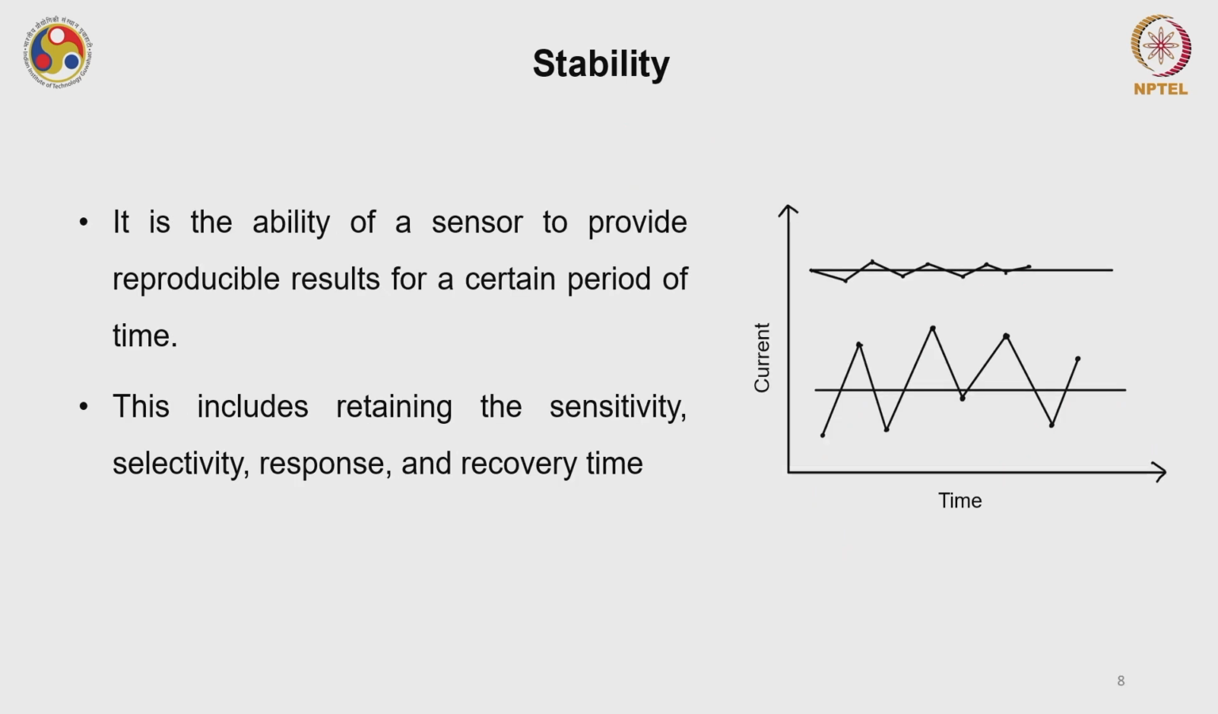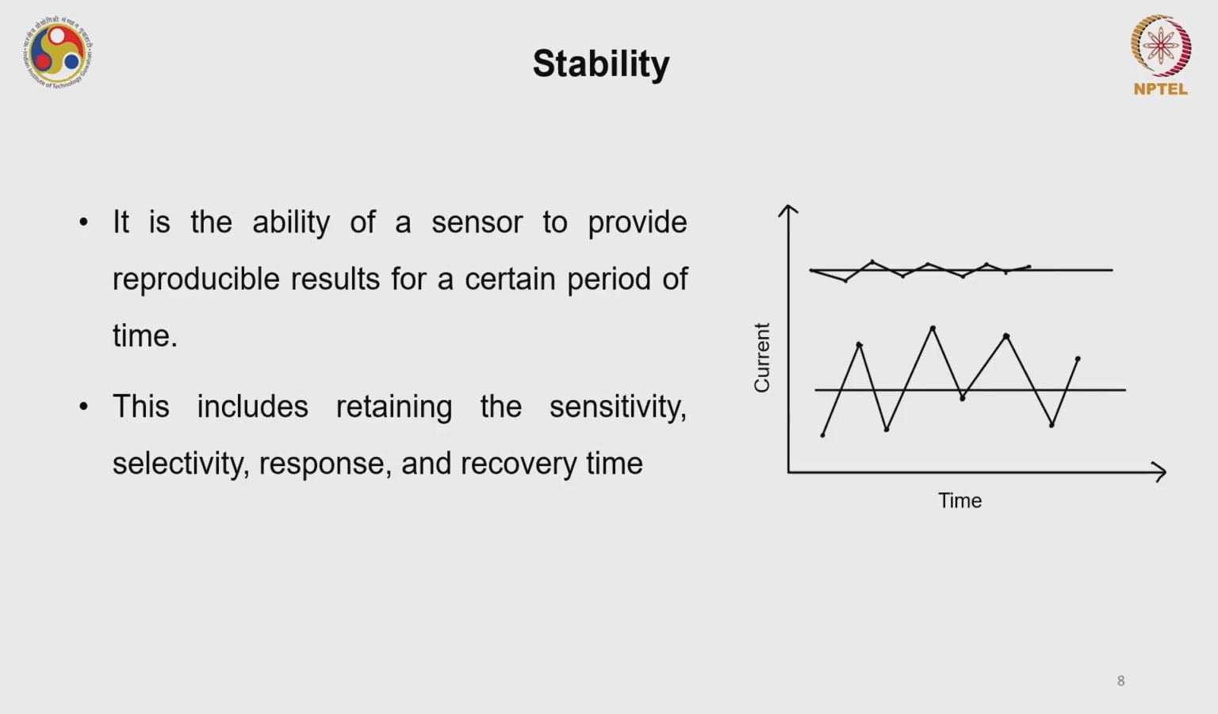Next is stability. We'll come across stability once again when we discuss the effect of environment, but let us discuss this very briefly. It is the ability of a sensor to produce reproducible results for a certain period of time. This includes retaining the sensitivity, selectivity, response and recovery time, and other parameters of a sensor. Sometimes it is very tedious to find all those things every time, so sometimes what we do is we just check whether the baseline is correct or not.